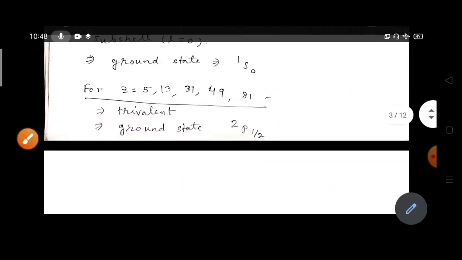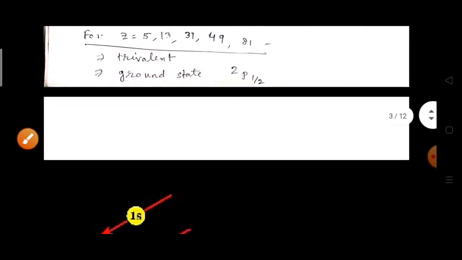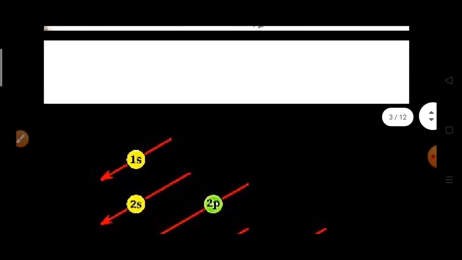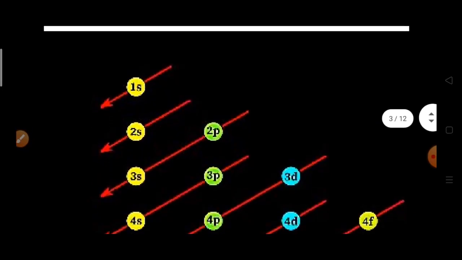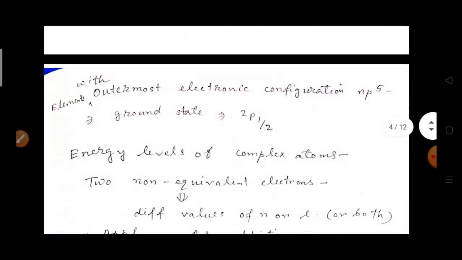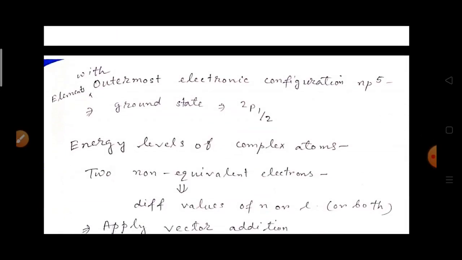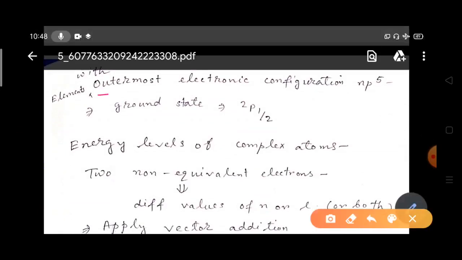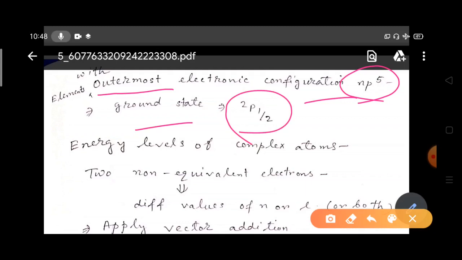Okay, here we also have to follow Hund's rule. In another video lecture, I will also discuss Hund's rule. Now we should look at some more elements, like the elements which have outermost electronic configuration as np5. So the ground state is 2P3/2.